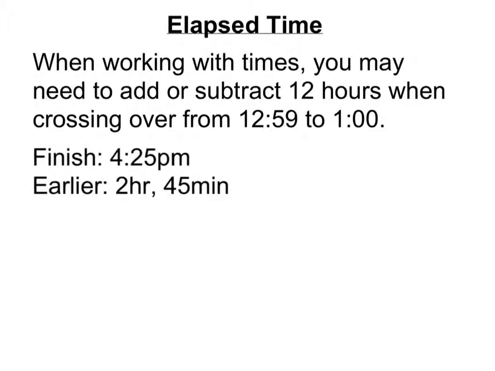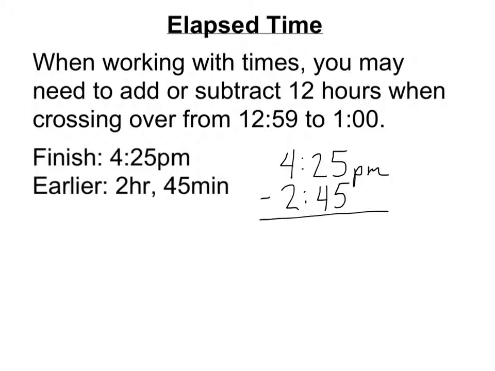For our final example, we're going to take a look at what if we finish at 4:25 p.m. and we want to find a time that's 2 hours and 45 minutes earlier. Well, if we want to go back in time, it's going to be subtraction. So we start again with our time, 4:25 p.m., and we are going to subtract 2 hours and 45 minutes.